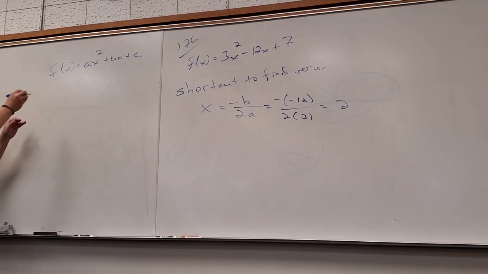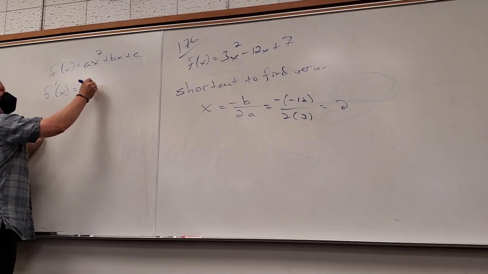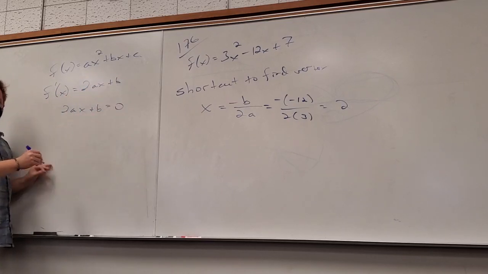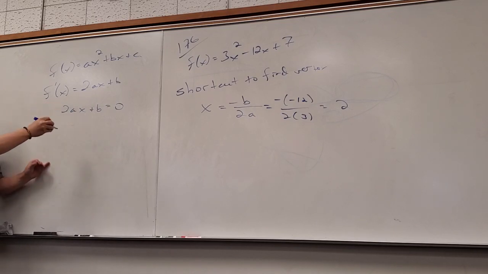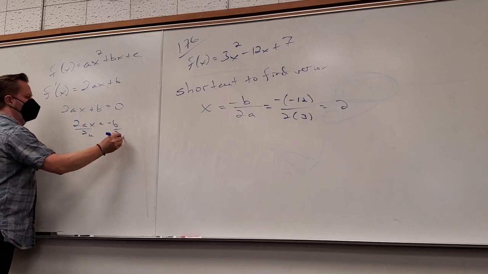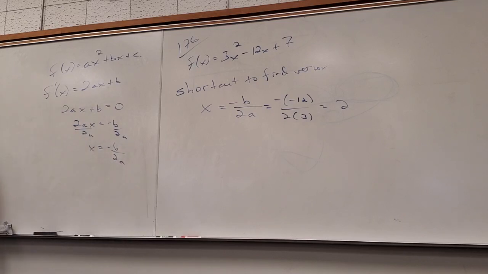What's the slope of this? 2ax plus b. Set that equal to zero. What do you get? Subtract b, divide by 2a. Negative b over 2a. Maybe? A little bit? It's not really David Blaine, but anyway, that's pretty cool.